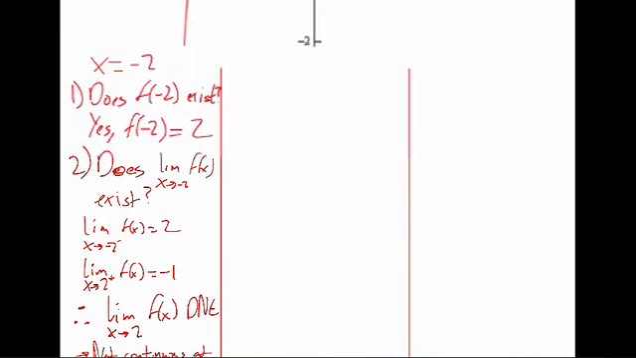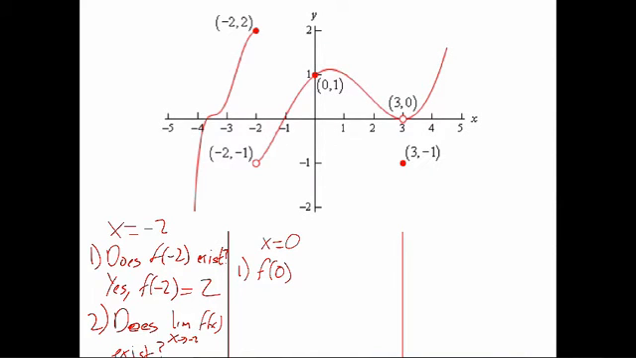So for the second one, we're just going to check out x equals 0. And again, we're going to write less this time. So number one, what's f of 0? Does that part exist? Yes, it does. Looking at our graph, f of 0 is up here at 1. So f of 0 equals 1. Check. Move on.